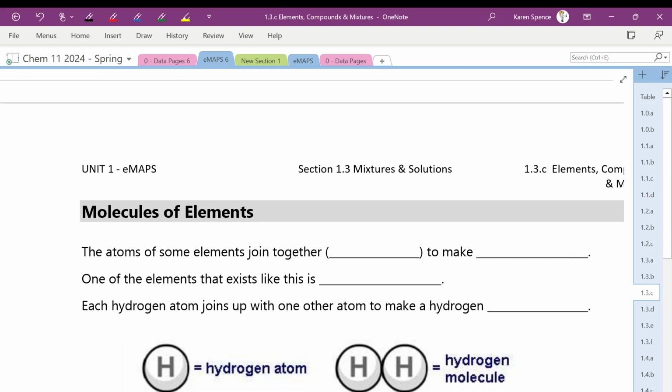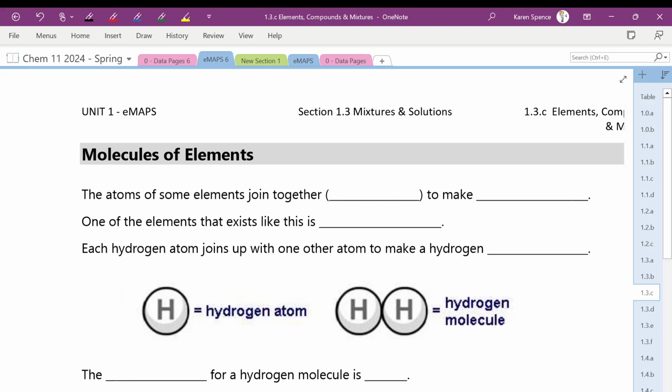Molecules. The atoms of some elements join together. What do we call it when atoms join together? We say that they combine, but there's a word that starts with B. Bond, yes. Okay, they bond to make molecules.